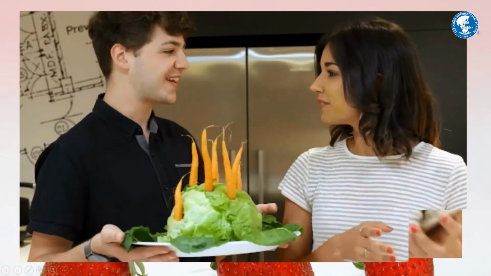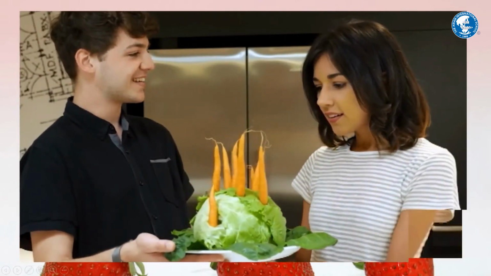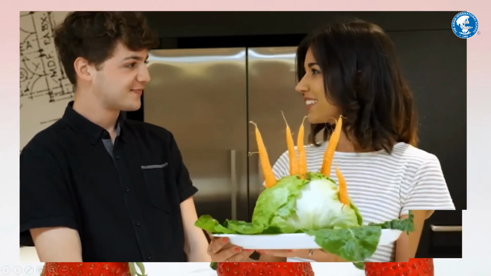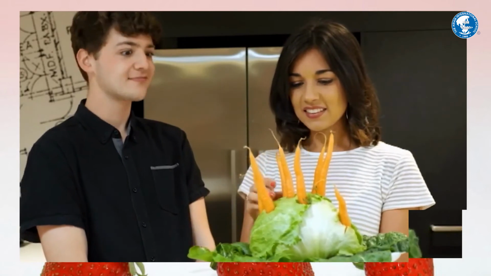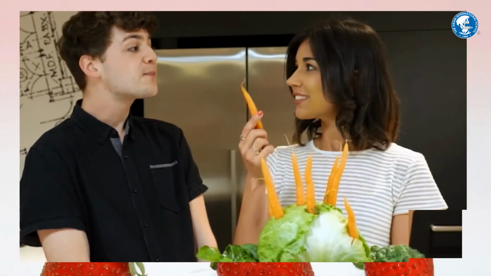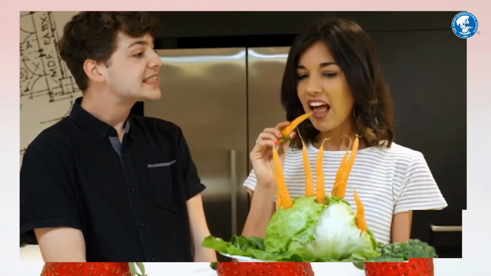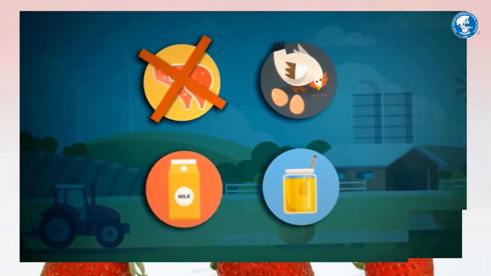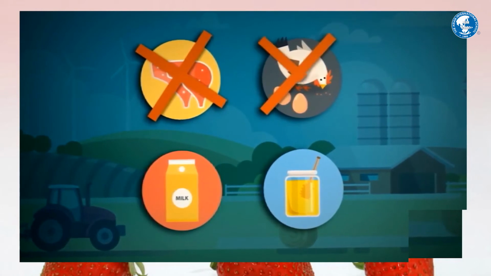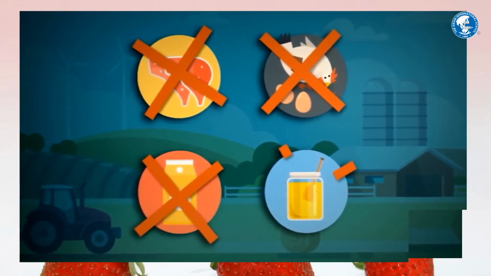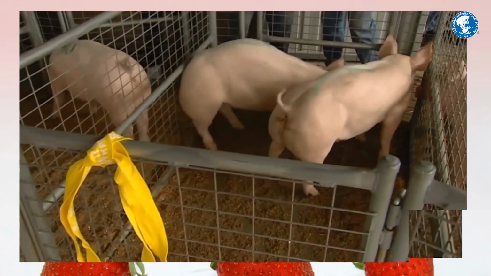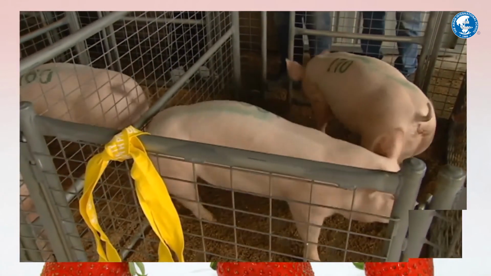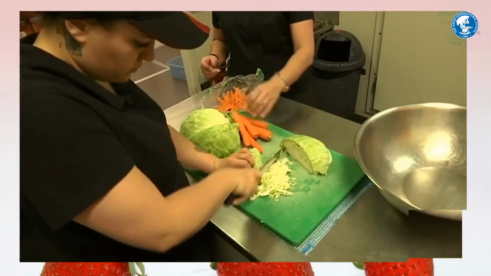Ruby, happy World Vegan Day. I made you this cake. Thanks, Jono. It's definitely vegan. Vegans can be hard to cook for. Like vegetarians, they don't eat meat, but they also rule out other animal products, like eggs, milk, and sometimes even honey. There are different reasons people choose to be vegan, like animal welfare or as a way to eat healthier.